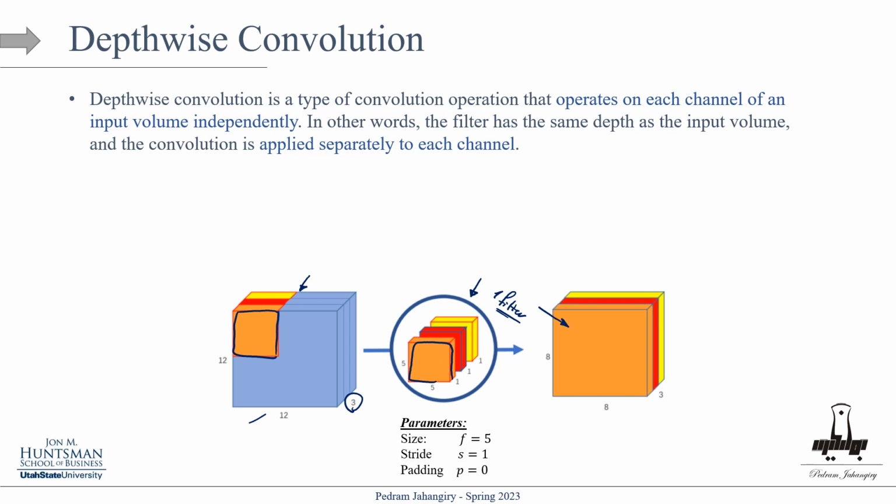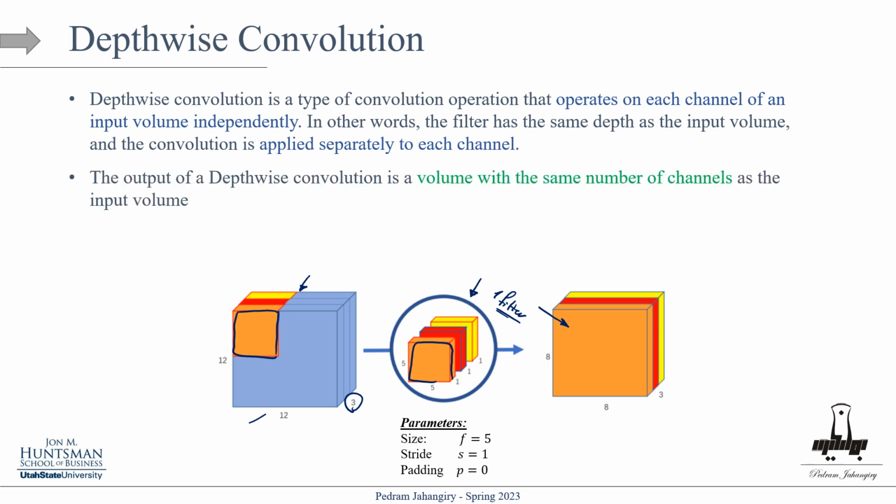And the big difference between depthwise convolution versus the standard convolution is that, look at the output. The output here has 3 channels, right? However, in standard convolution, the output had only 1 channel. So this means that the output of a depthwise convolution is also a volume with the same number of channels as the input, right? So if I wanted to generate something like this with a standard convolution, I needed to use 3 filters, but here I only use 1 filter.